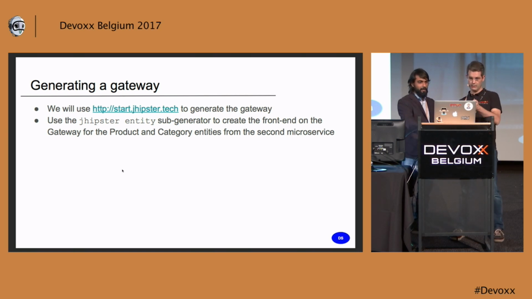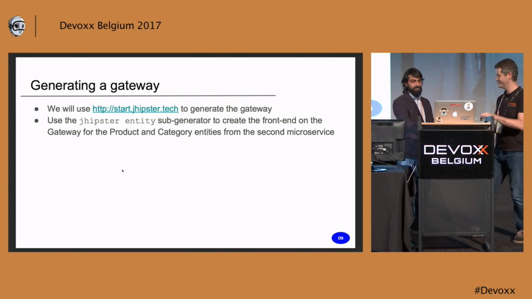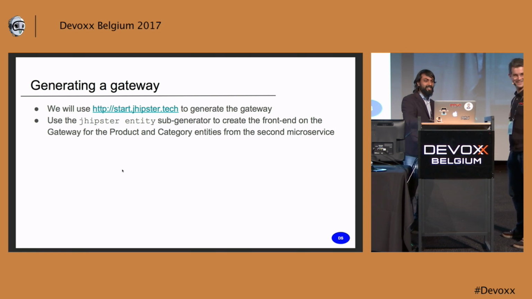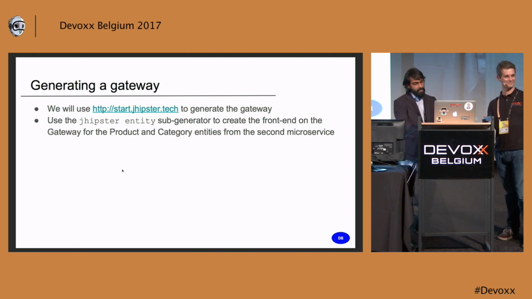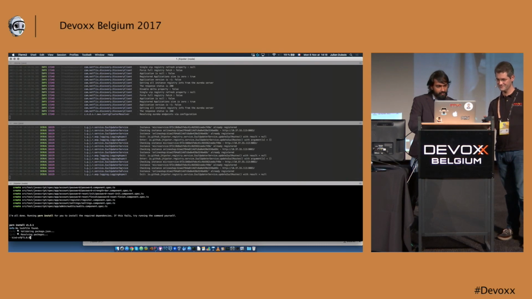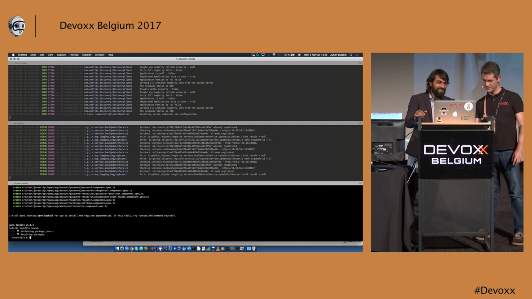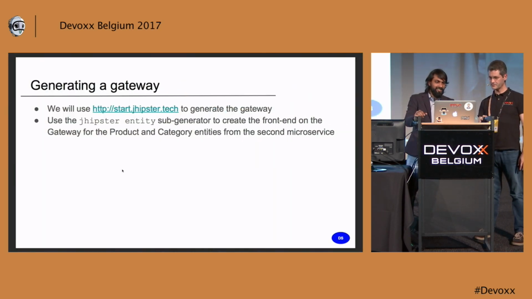I said we were going to use start.jhipster.tech. I did it manually, but it's the same thing. What we'll do afterwards is generate the entities now for the gateway. We have to wait for that to finish anyway to generate the entities. Yes, but you're still downloading the internet.